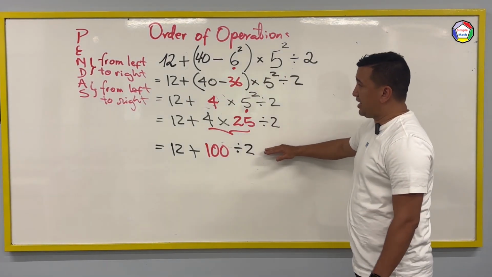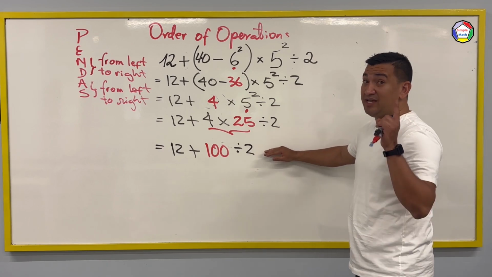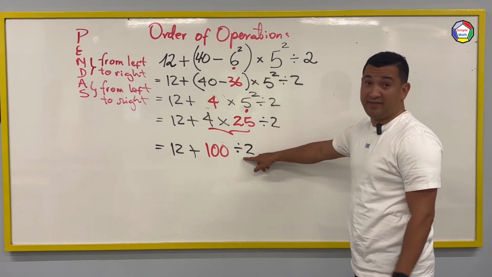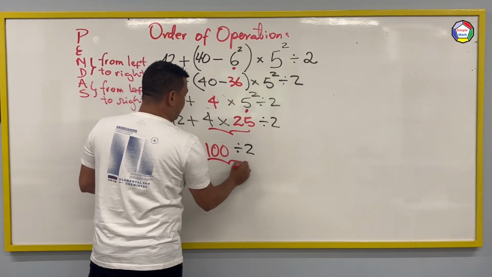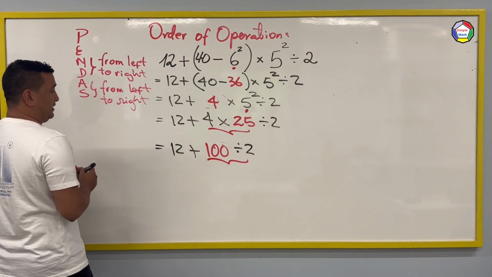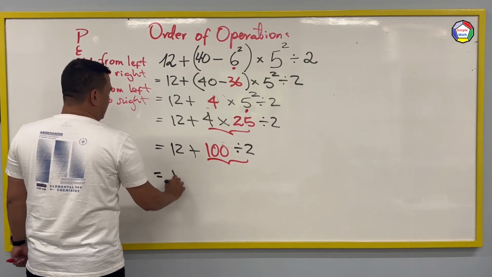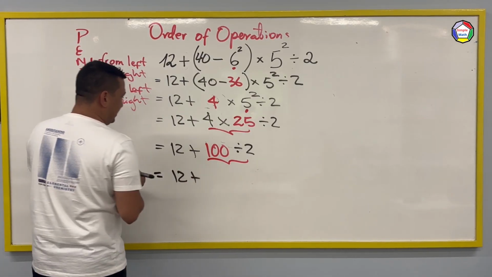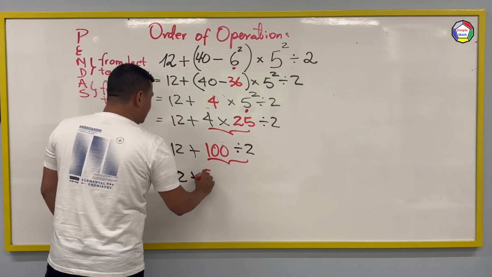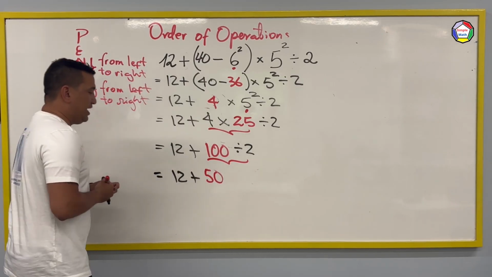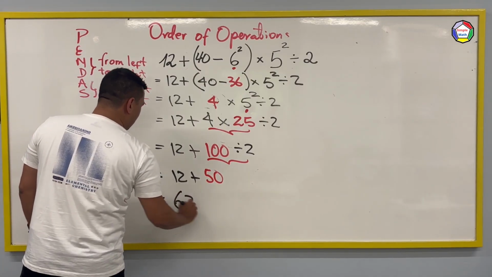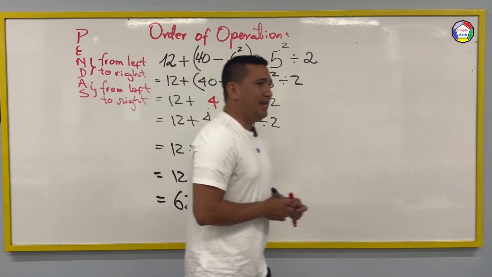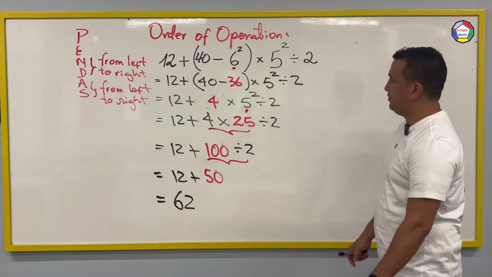Now I'm going to apply PEMDAS again. Parentheses, doesn't have. Exponent, doesn't have. Multiplication and division from left to right. We have a division. Yes? So I'm going to focus on this division. How much is 100 divided by 2? It's easy. 12 plus 100 divided by 2 is 50. And now it's very easy to solve 12 plus 50, which is 62, which is going to be the final answer of my exercise, right?